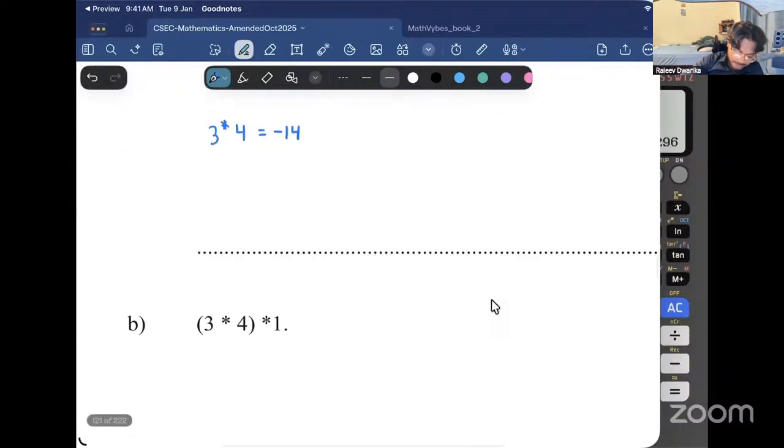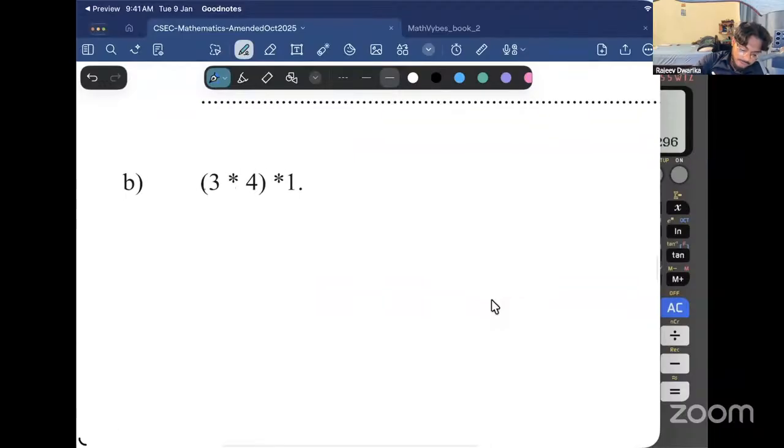So in this question, I know it's looking a little weird, but real easy. Trust. We have 3 star 4 in what? In brackets, right? Avisha, what would you say about brackets? We had to do with brackets. You had to work out the brackets first.